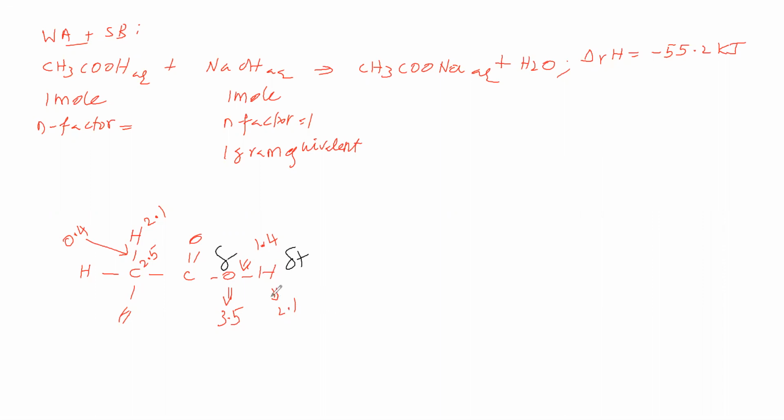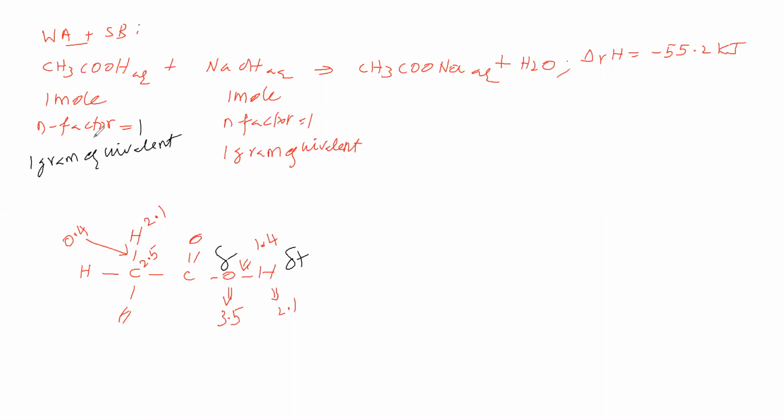On pulling, this H plus comes out from acetic acid. In acetic acid, this OH group is able to give H plus in aqueous solution. Therefore, this is an acidic group and this hydrogen is acidic hydrogen. So acetic acid is able to give one H plus, and its N factor is 1. The number of moles is 1 and the N factor is also 1, therefore acetic acid is 1 gram equivalent.